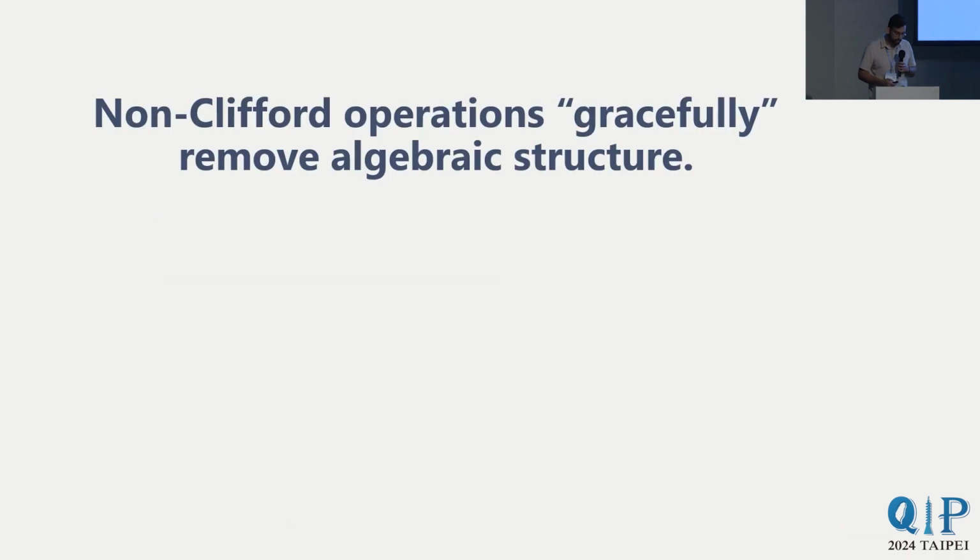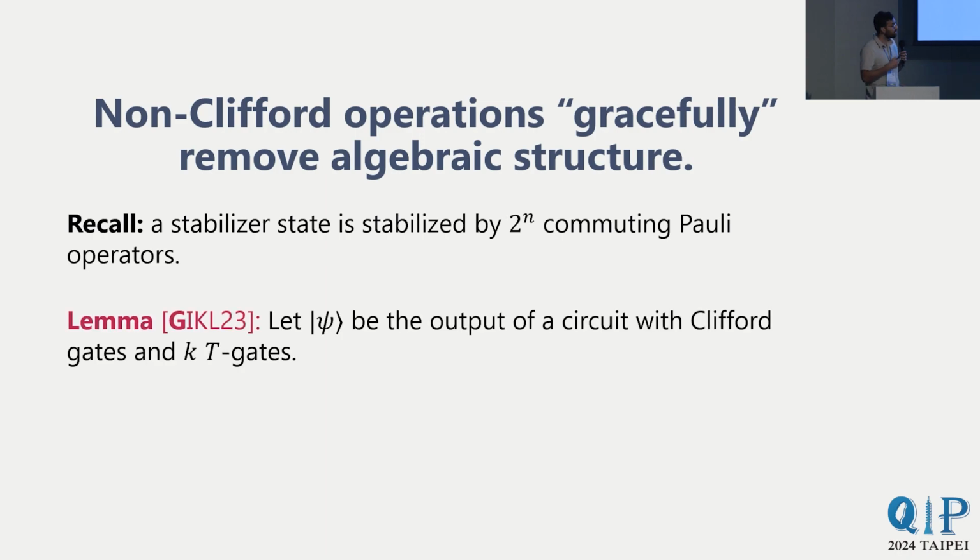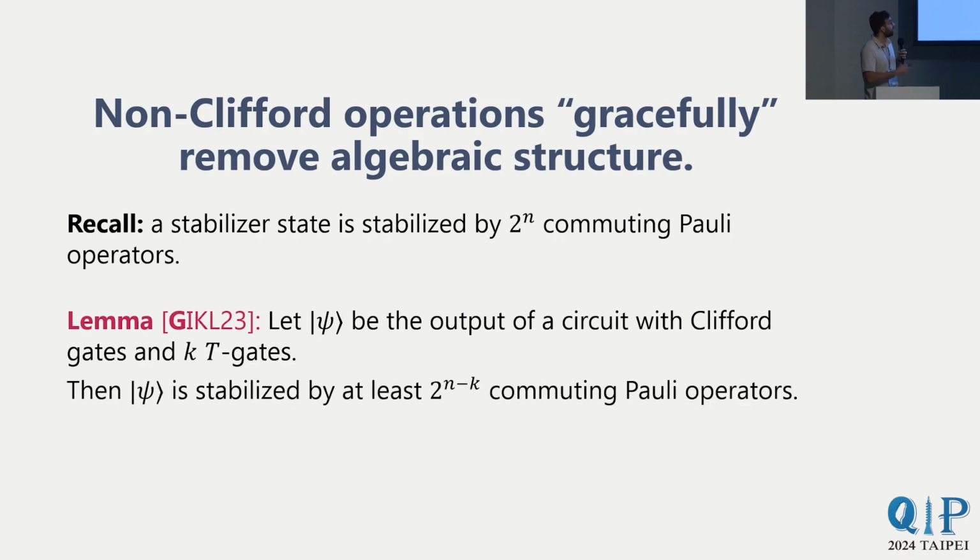The first thing I want to say is that non-Clifford operations gracefully remove algebraic structure. Recall that a stabilizer state is stabilized by an abelian group of 2 to the n Paulis. It turns out that if you have a state that's prepared by Clifford gates and k T gates, then this state also has a non-trivial stabilizer group. In particular, it's stabilized by a group of order at least 2 to the n minus k. And again, this is true for more than just the T gate.